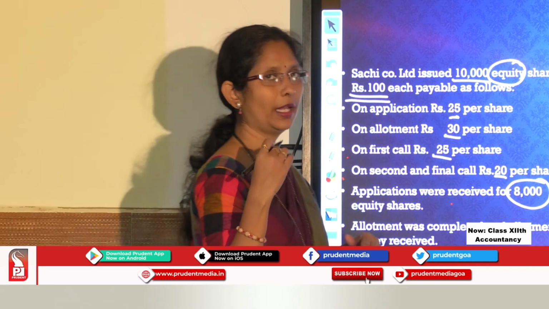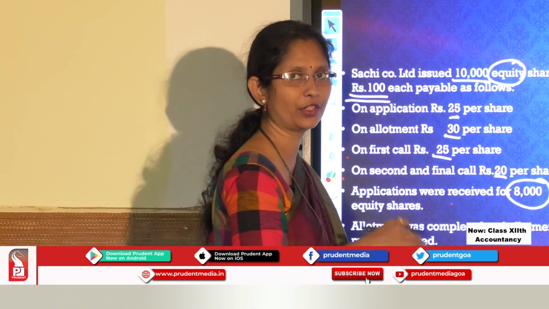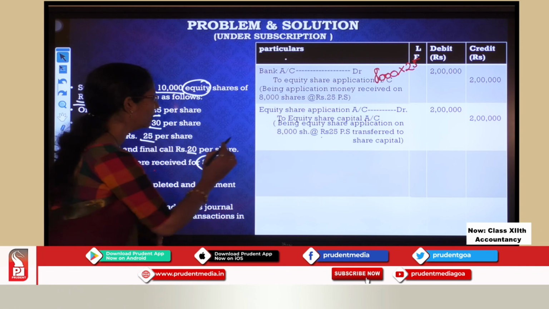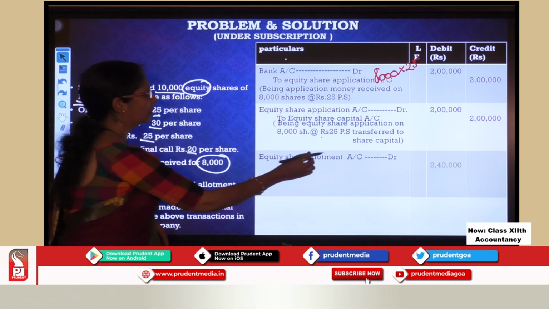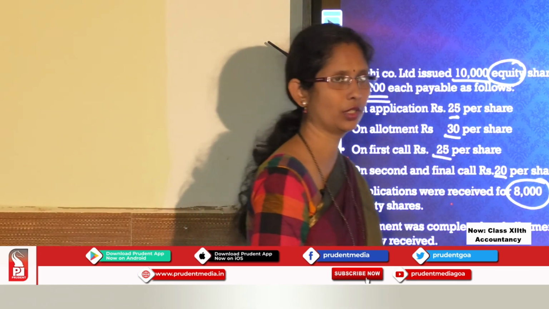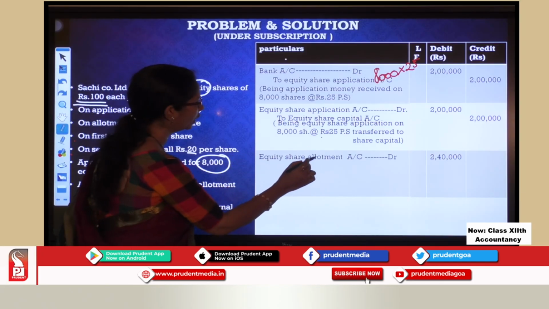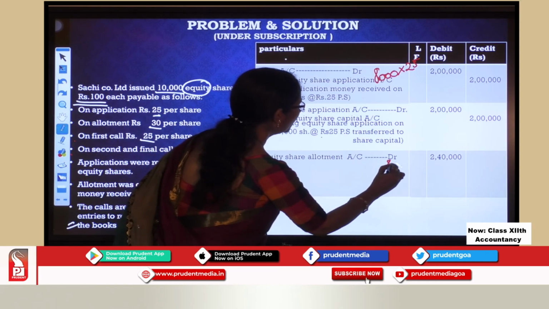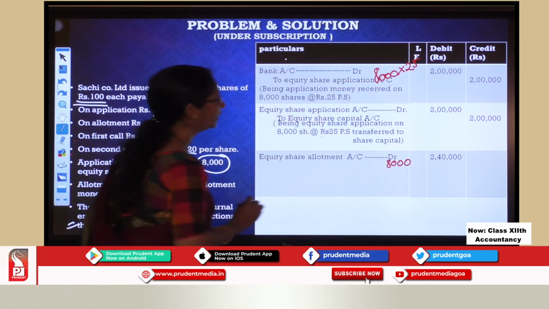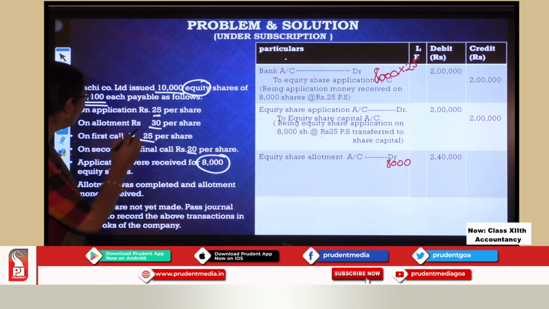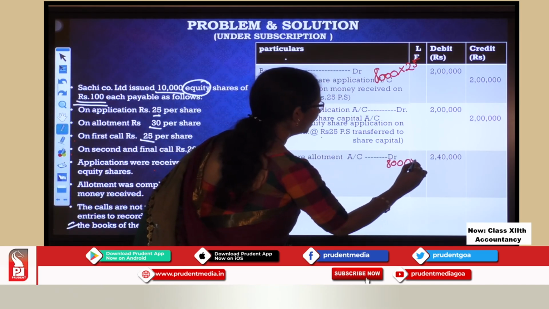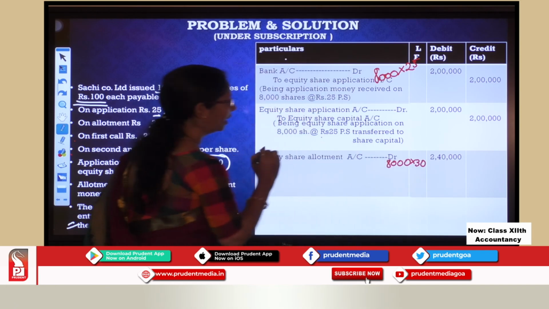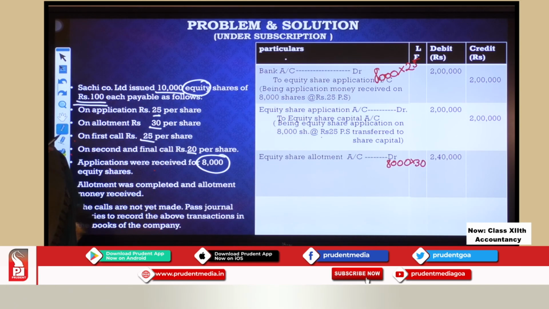So when my allotment money is becoming due, I will transfer it to share capital. So let me transfer it to share capital. Equity share allotment account debit 2,40,000. How am I getting this 2,40,000? How many applications? 8,000 applications. What is the allotment money? Allotment money is 30 rupees. So multiply by 30. I get 2,40,000. Is this clear?